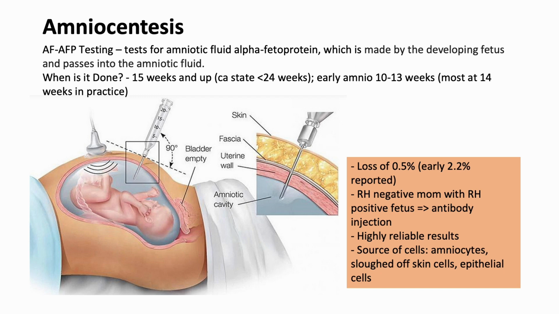Amniocentesis is typically performed at 15 weeks gestation and beyond. In California, it is permitted until 24 weeks, although there is also the availability of an early amnio between 10 and 13 weeks, with most being performed at 14 weeks in practice. The procedure is generally safe, but there is a risk of miscarriage, which is approximately 0.5% overall and 2.2% for early amniocentesis. However, the results are generally highly reliable.